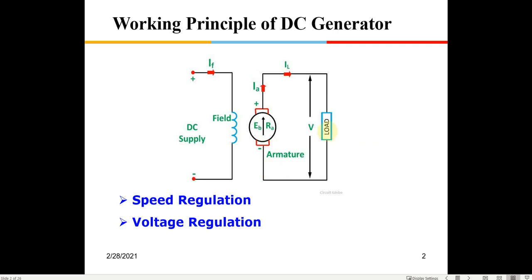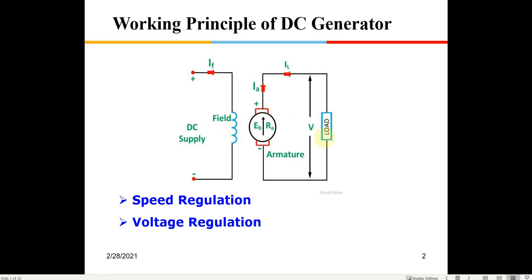Then you connect a load. There are two things we need to understand in DC generators: speed regulation and voltage regulation. Suppose I am driving this armature with the help of a diesel engine. The moment I increase the load, that results in increased load current. Because there is current flowing in the armature, it also produces a magnetic field, and that magnetic field will oppose the magnetic field set up by the field. So these two magnetic fields oppose each other, and it becomes difficult to rotate this armature.